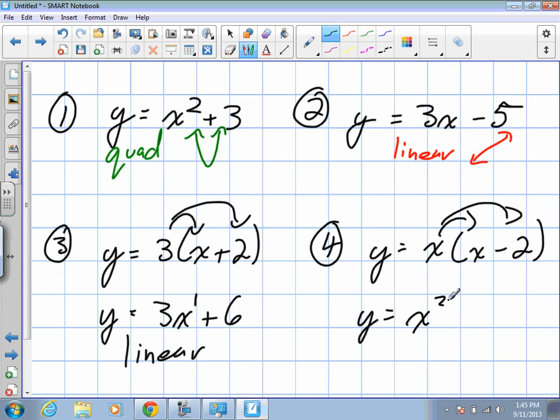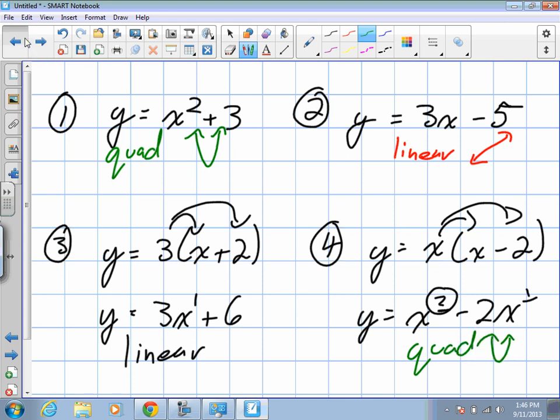In this case, when we distribute, what is x times x? That's right, x squared, and then minus 2x. What's the highest exponent? 2. What about this 1? Does it come into play? No, we focus on which one is the highest, which means this is what? Quadratic. This is quadratic. Good, so you've gotten that part. That's roughly the easiest part.